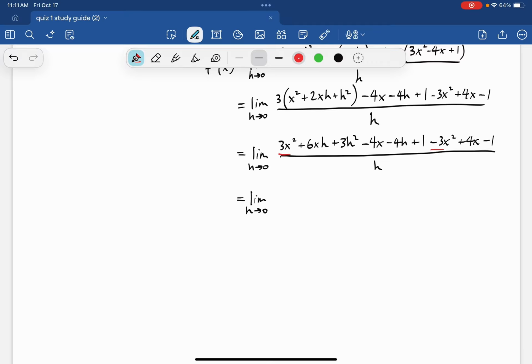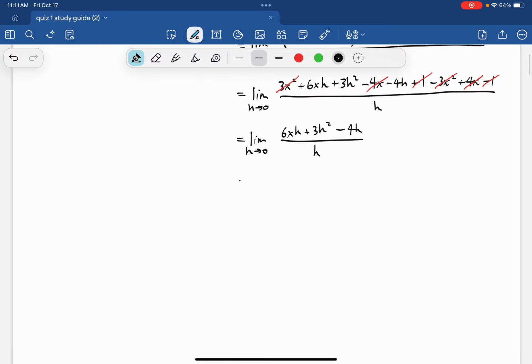That's canceled by minus 3x squared here. So we can cross that out. Then we have a plus 6xh. That's not canceled out anywhere. 3h squared, not canceled out. Okay, minus 4x is canceled by a plus 4x here. Minus 4h, not canceled. Plus 1, and then that's canceled by a minus 1. And so what we're left with is 6xh plus 3h squared minus 4h. And that's all over h.